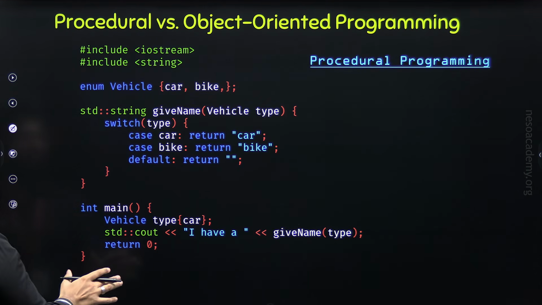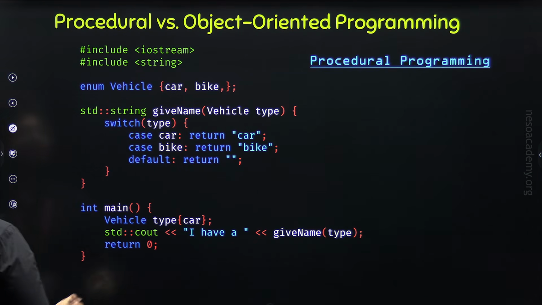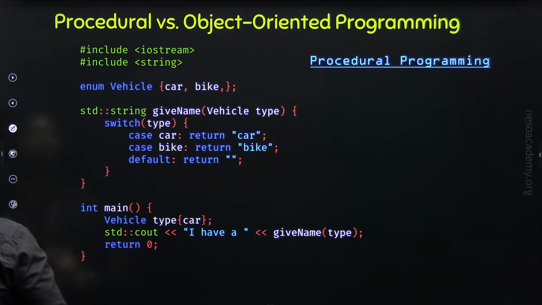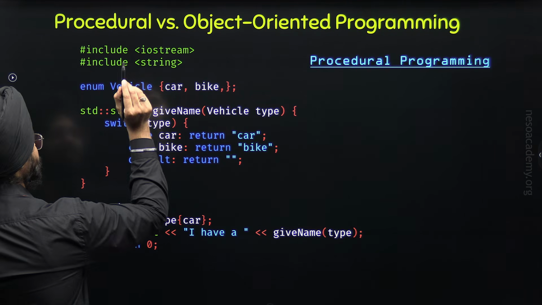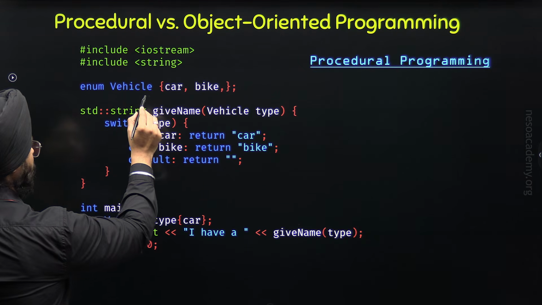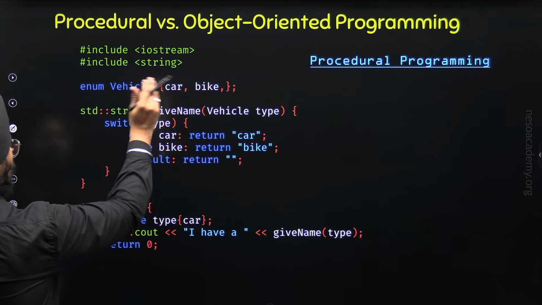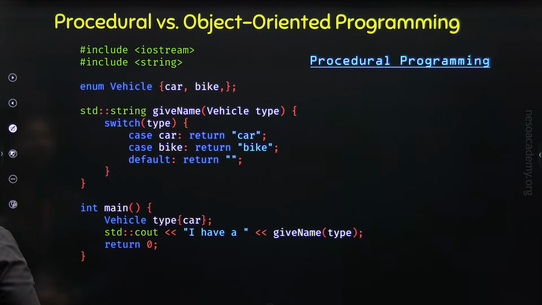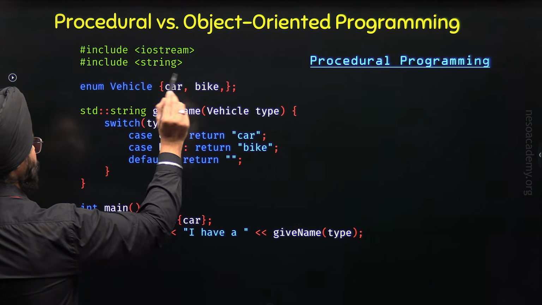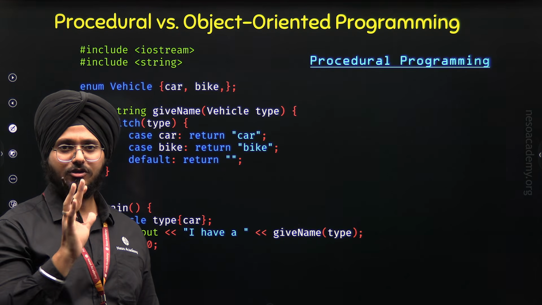Here is the example program of procedural programming. Here I have included the iostream and string header files. You will get to know in a moment why I have included the string header file. Here I have defined the enumeration vehicle with these two vehicles, car and bike. These are the objects of this enumeration. We know that car will receive the integer 0 and bike will receive 1. This is something we already know from the enumeration lecture.